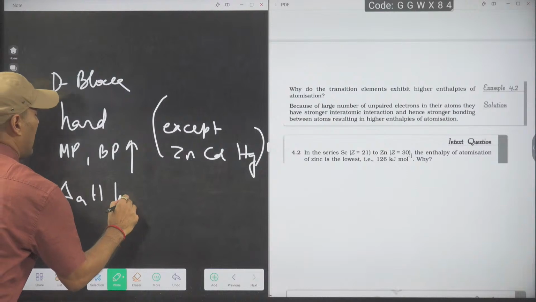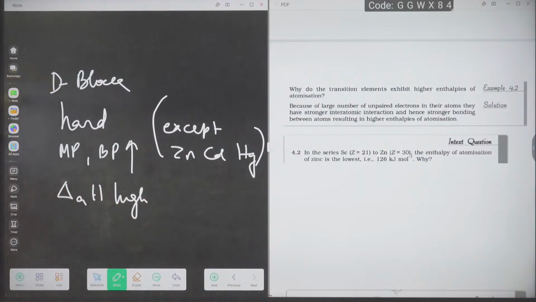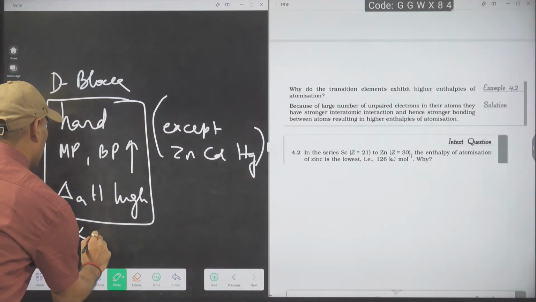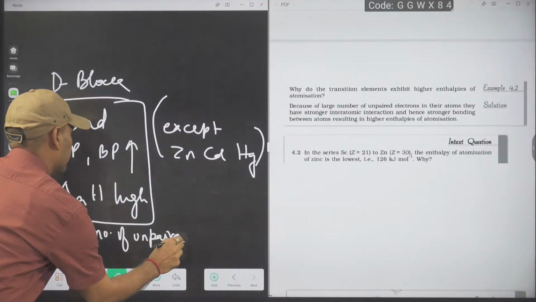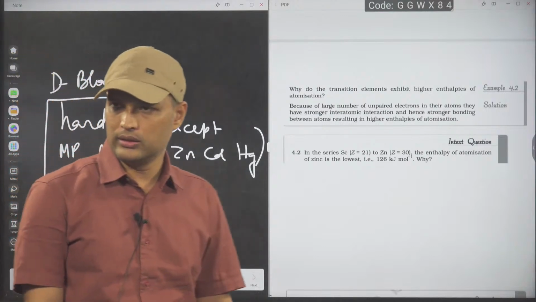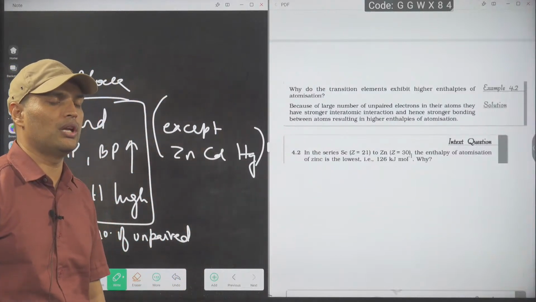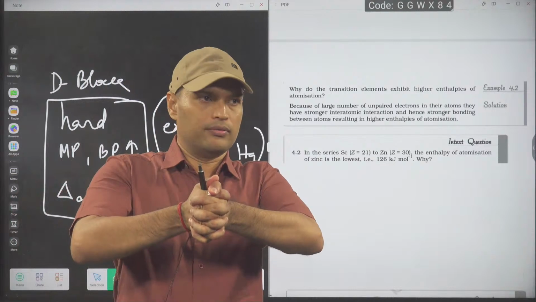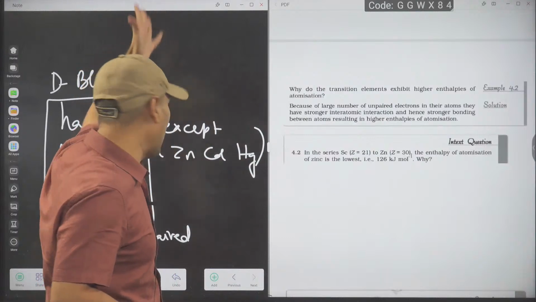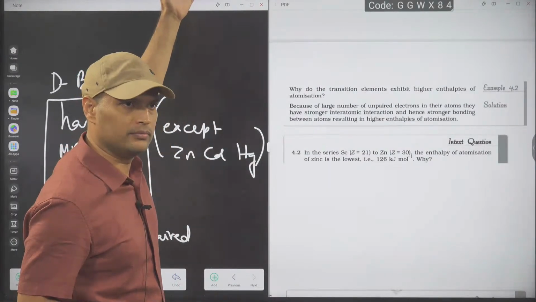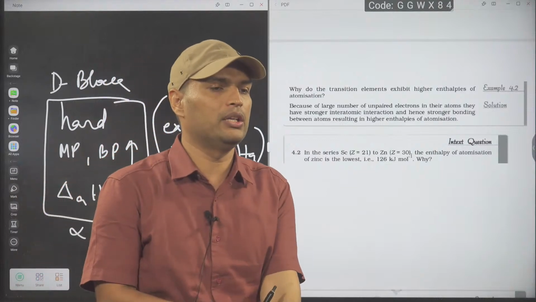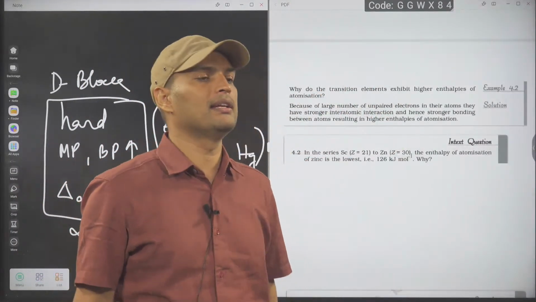Enthalpy of atomization is high, because all these properties are directly proportional to the number of unpaired electrons. More unpaired electrons, strong metallic bond. It will become hard. Melting point, boiling point high. Enthalpy of atomization high. Zinc, cadmium, mercury have no unpaired electrons, so all these properties are less.